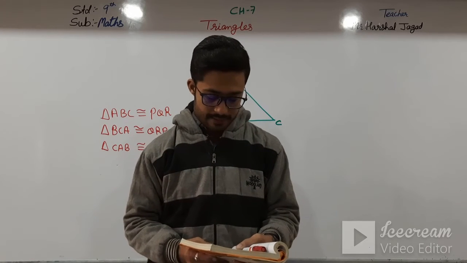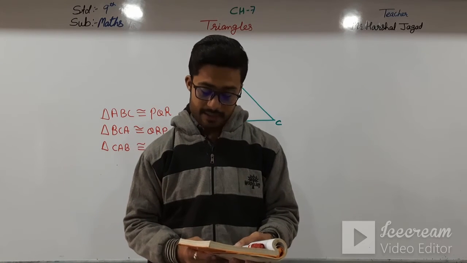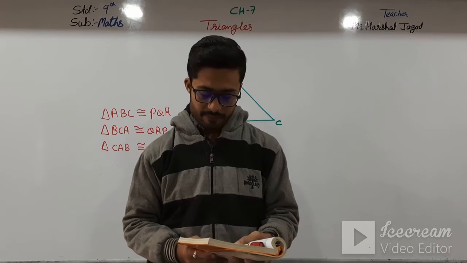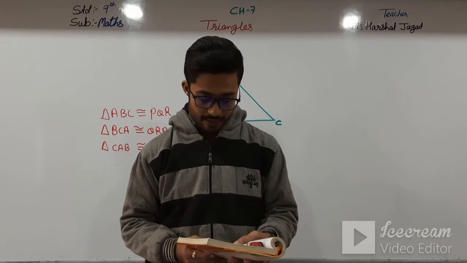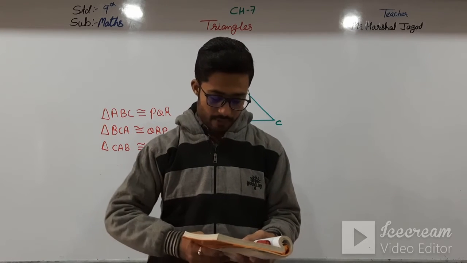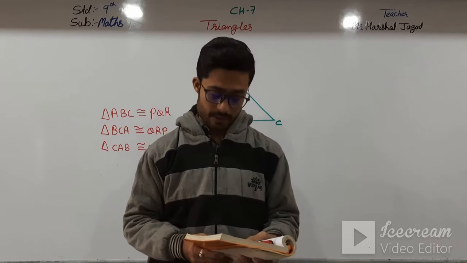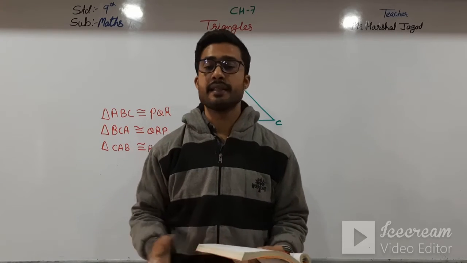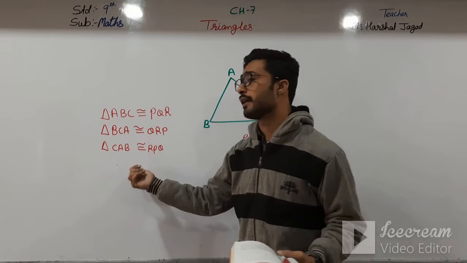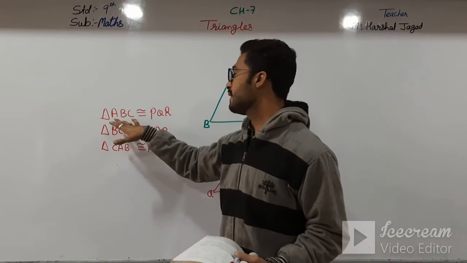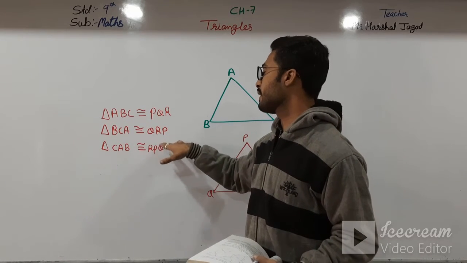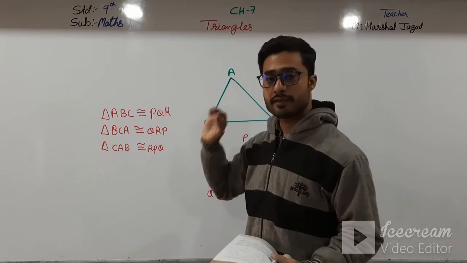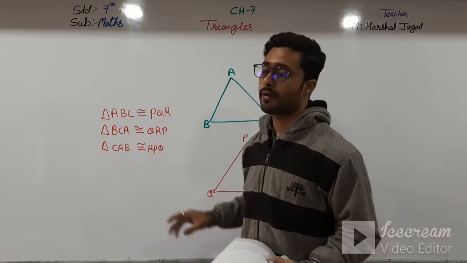Note that under this correspondence triangle PQR is congruent to triangle ABC, but it will not be correct to write triangle QRP is congruent to triangle ABC. As I have told, you cannot write triangle ABC is congruent to QRP or RPQ. You have to just write PQR only.